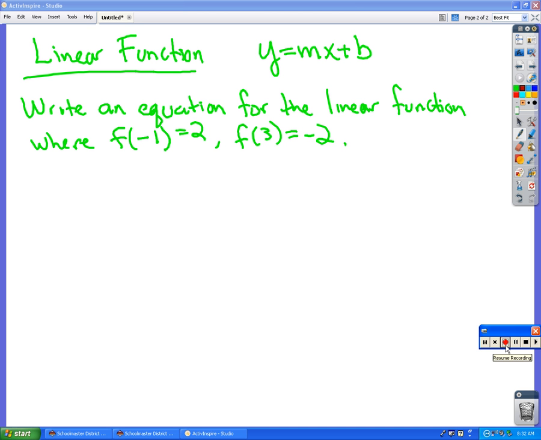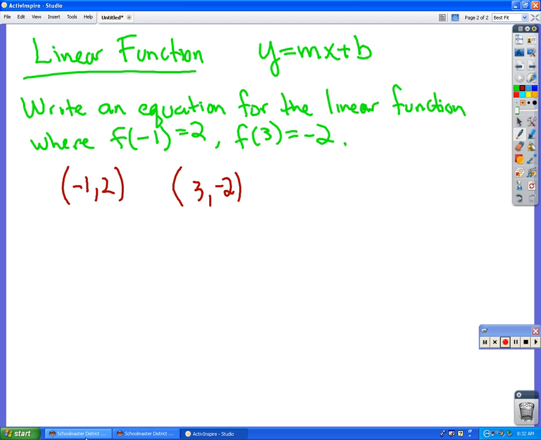If it says f of negative 1 equals 2, what they're saying is that the point negative 1 comma 2 is on the line. Because this is f of x, right? So if there's a negative 1 in there, that means x equals negative 1, and what it equals is the y. So there's also the point 3, negative 2 on the line. And so what we're being asked to do is come up with an equation for the line that goes through those 2 points.